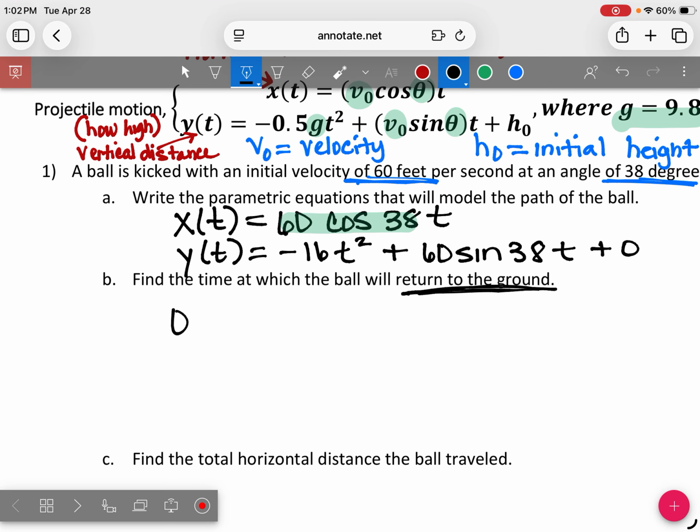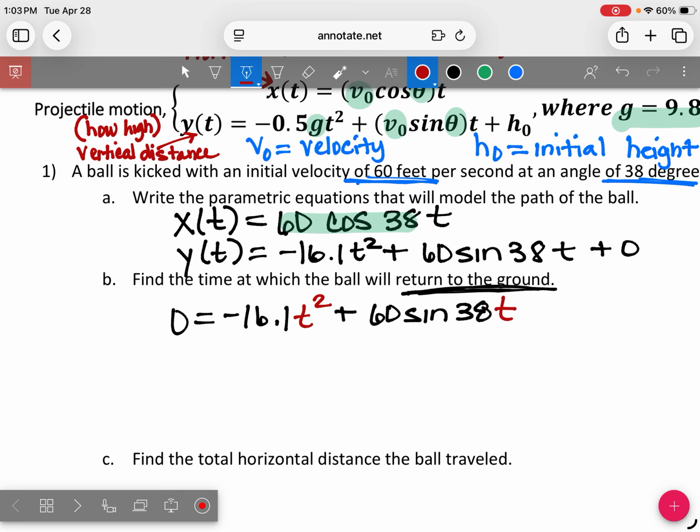So we have 0 equals, oh, it's supposed to be negative 16.1, y'all. Hold on. Negative 16.1 t squared. There we go. So we got negative 16.1 t squared plus 60 sine 38 t. We have to solve that for t. The easiest way to do that is to take out the GCF. And what is the GCF? T. Let's take out a t.